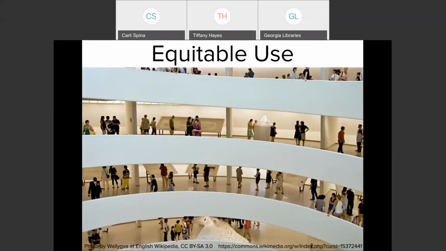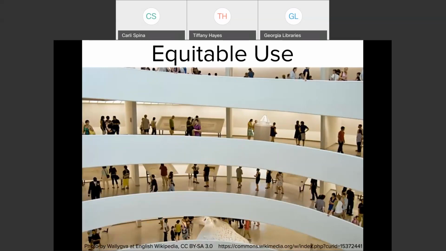So the first principle is equitable use. And basically, this goes back to what I was saying about accessibility often involving a separate solution for people with disabilities. Under the equitable use principle, the idea is that whatever the design is, it should be usable as a single design equally by all users.